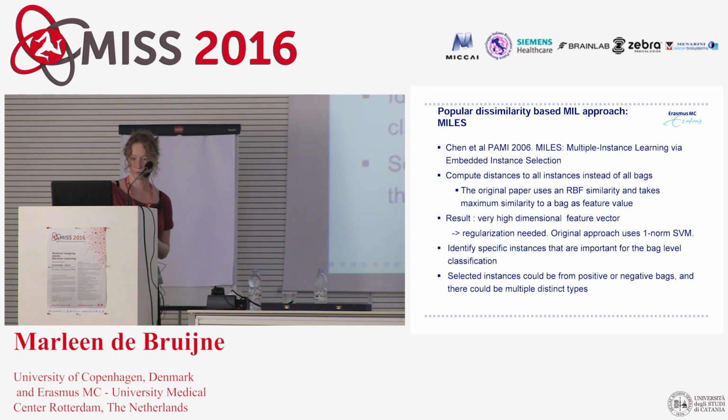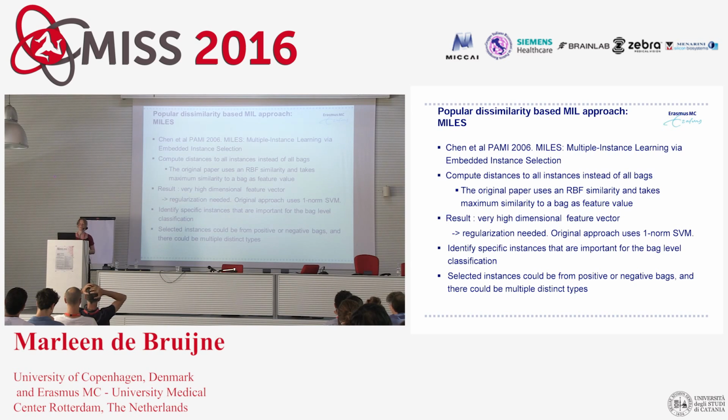A popular approach for multiple instance learning is also based on this dissimilarity concept, but slightly different than the general approach that I showed before. It's called MILES, multiple instance learning via embedded instance selection. And what it does is it computes distances to all the instances. So your bag is defined not just by distances to all the training bags, but by distances to all the training instances. So that quite quickly explodes. You get a very high dimensional feature space.